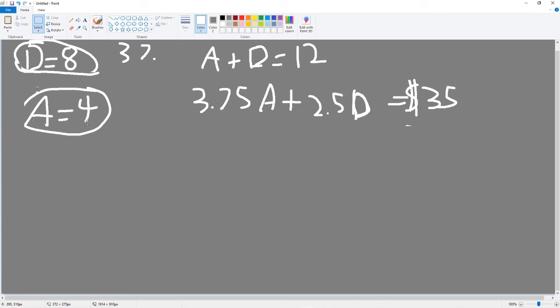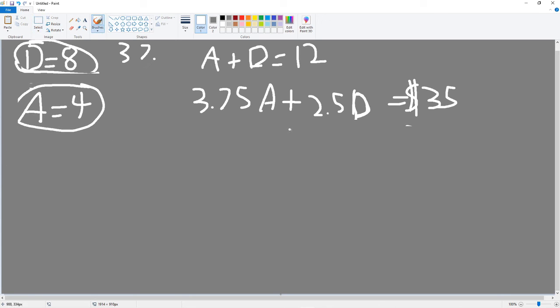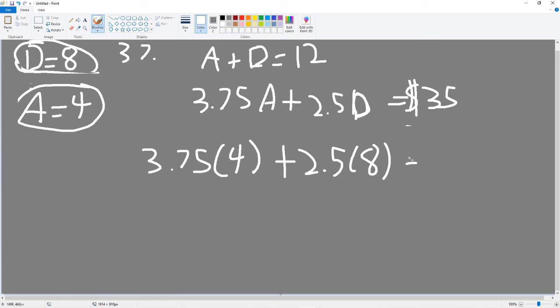This could be good. Alright, so let's check our answer, right? If a is equal to 4, I have 3.75 times 4 plus 2.5 times 8 should equal 35. Obviously, this is true, right? Because 4 plus 8 is equal to 12.